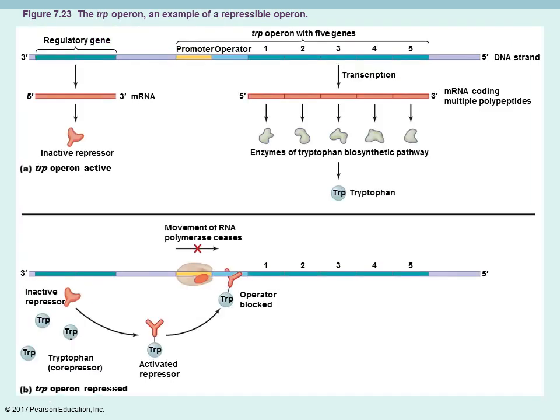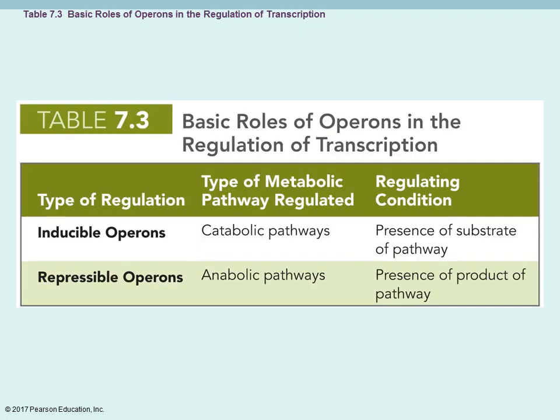This is showing the trp operon. I want you guys to be familiar with the lac operon. That was the first one discovered. That is the most well-studied one. But just know that different operons can operate in different fashions as to whether they're activated, whether they're repressed, whether they're induced. And the bottom line, it allows the control of a group of genes as a single unit, which allows you to adjust very quickly to changing environmental conditions. So this table is just showing inducible operons usually are regulating catabolic pathways, and repressible operons are usually regulating anabolic pathways.